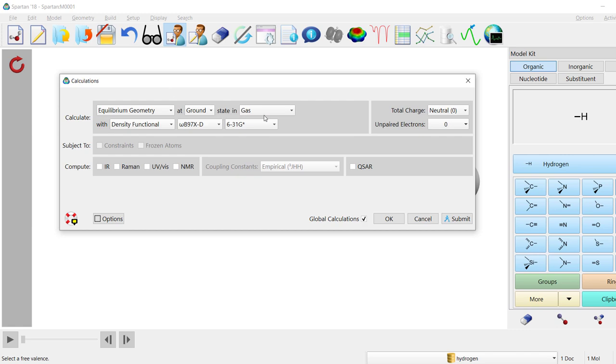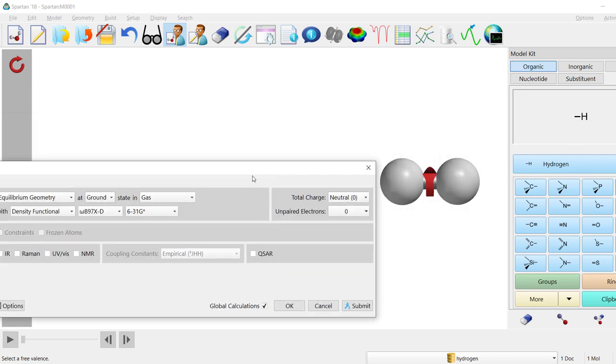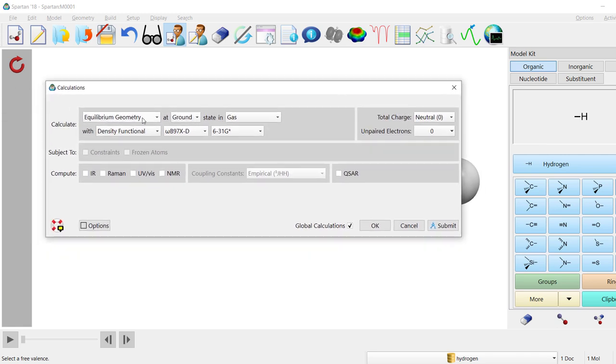And so what we're gonna do is a simulation on our dihydrogen, our hydrogen gas over here. I want to look at geometry, and I want the ground state, that means the lowest energy state. I'm gonna use the gas phase. And there are a whole bunch of different levels of calculation.